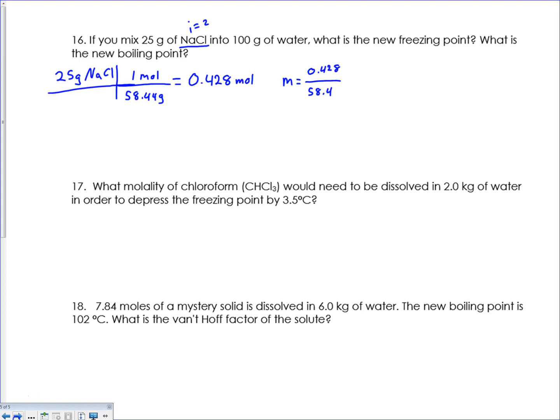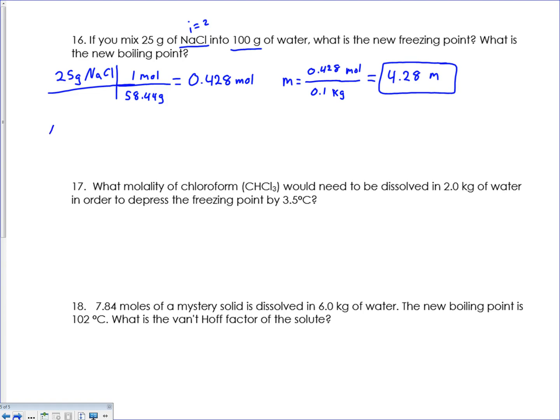Oops, that's not correct. The kilograms of the solvent: it says 100 grams of water. So 100 grams is 0.1 kilograms. All right, and so you have to make sure to have that in kilograms. We divide that there, we get 4.28 molal. All right, now we need to find the actual freezing point and boiling point of this.